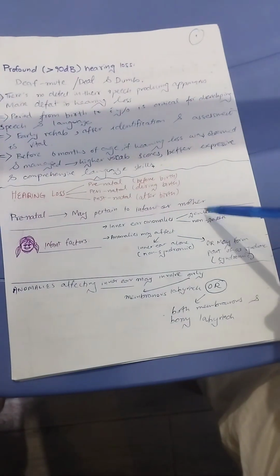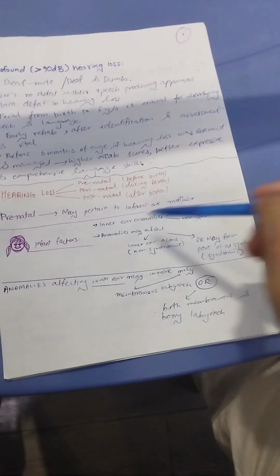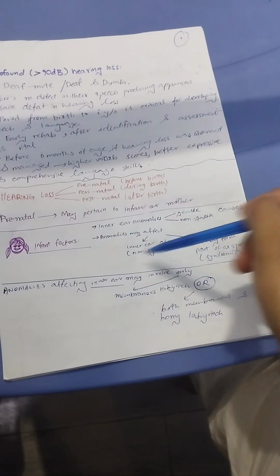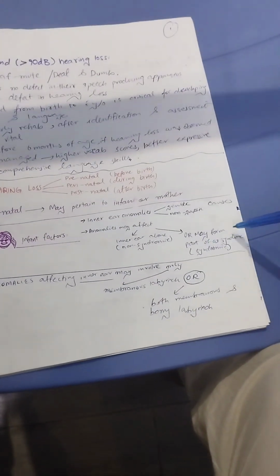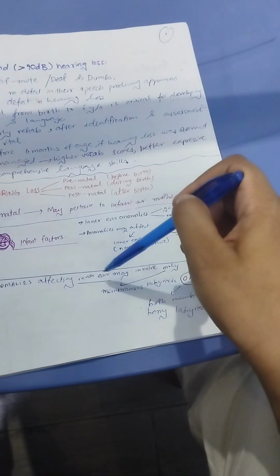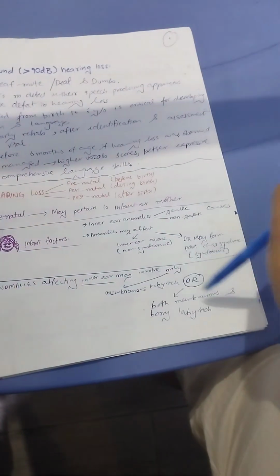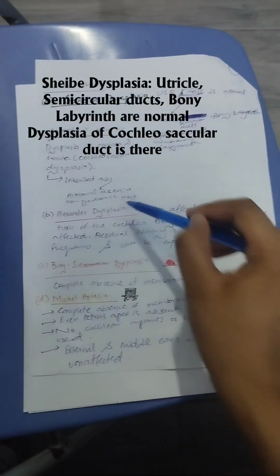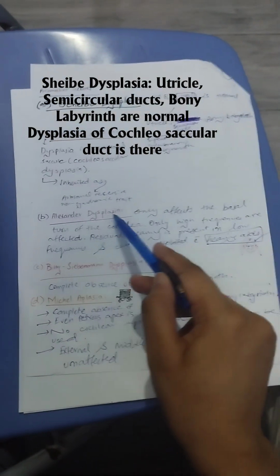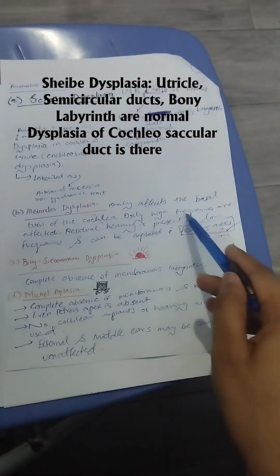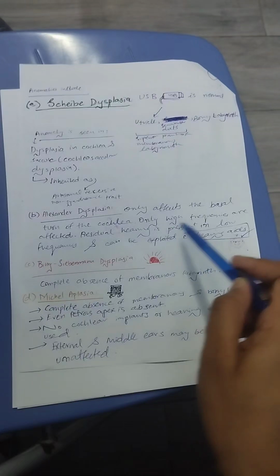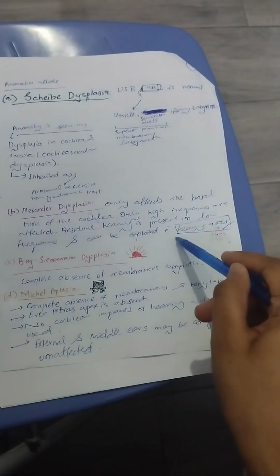Factors are inner ear abnormalities, which can be genetic or non-genetic causes. Anomalies can affect the inner ear alone, which can be non-syndromic, or it may form part of a syndrome, which is syndromic. Anomalies affecting the inner ear may involve only the membranous labyrinth, or both the membranous and bony labyrinth, non-syndromic trait. And secondly, we also have Alexander dysplasia, which only affects the basal turn of the cochlea, so only high frequencies are affected. Residual hearing is present in low frequencies and it can be exploited with hearing aids.